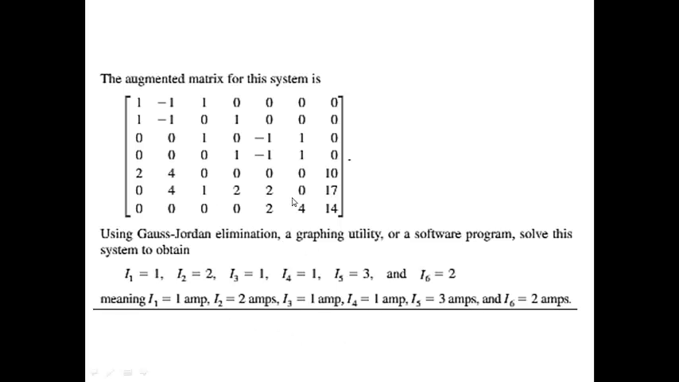Now, setting up our augmented matrix, this is what we have, and we can solve this using our iPad, the Math Studio app. Do RREF, reduced row echelon form, and we end up with I1 equals 1, I2 equals 2, I3 equals 1, I4 equals 1, I5 equals 3, and I6 equals 2. And of course, current is measured in amps, so just make sure the units of measurement are put correctly in place. Okay?